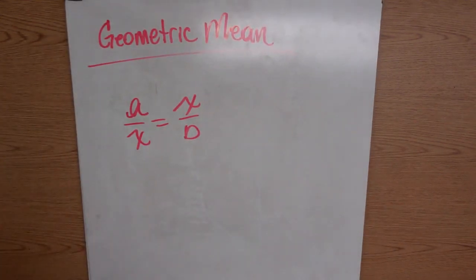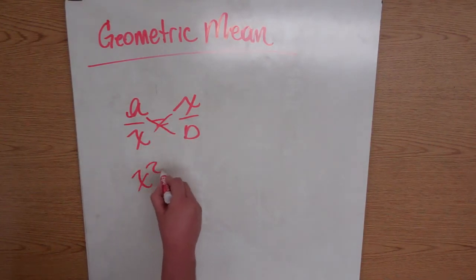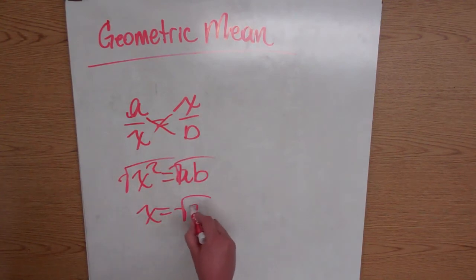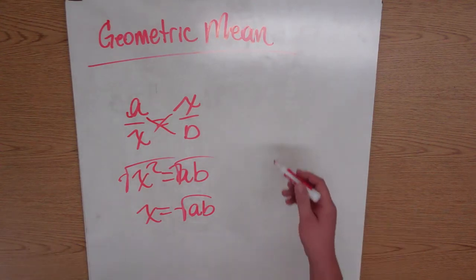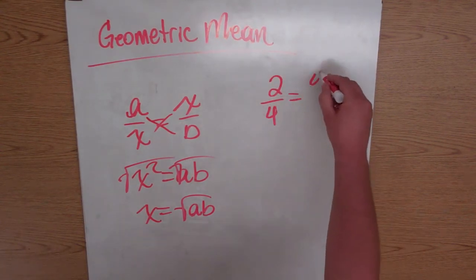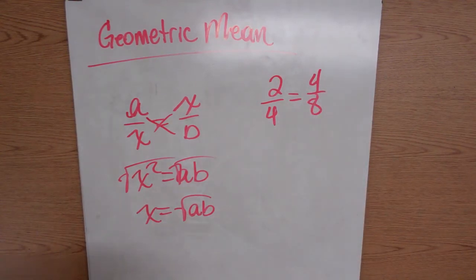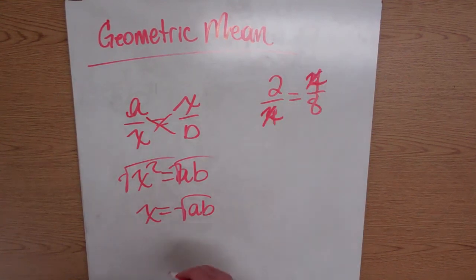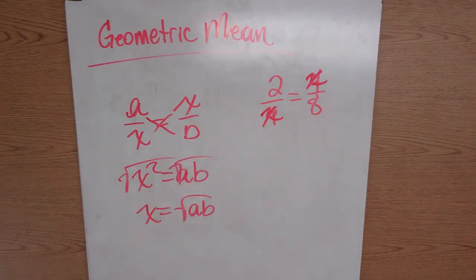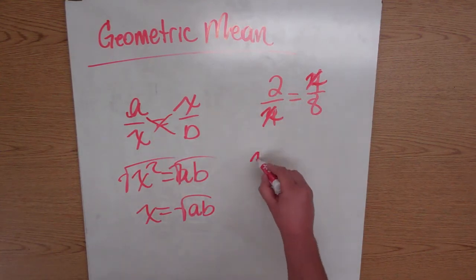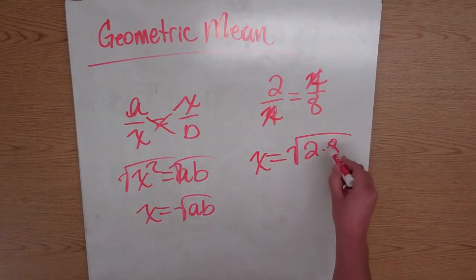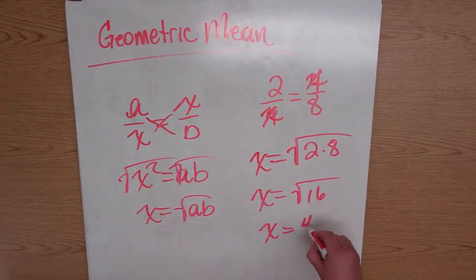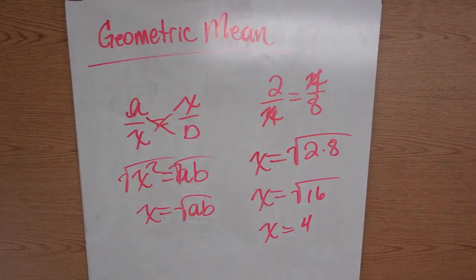So, for finding your geometric mean, you would cross multiply. x squared equals a times b. Take the square root of both sides. x equals the square root of a times b. Well, if we bring that problem we just did in, we have 2 over 4 equals 4 over 8. Okay? We can replace these 4's with x's. So those 4's are now x's. Now let's draw a formula, and we're going to find that 4. Okay, so x equals square root of 2 times 8. What's 2 times 8? Well, that's 16. Well, what's the square root of 16? 4. All right? So that is how you find your geometric mean.